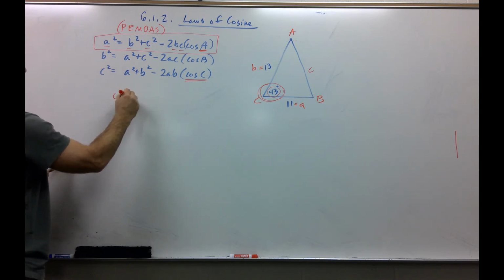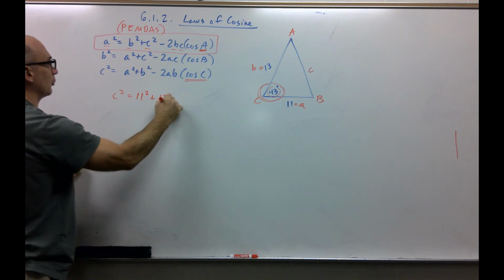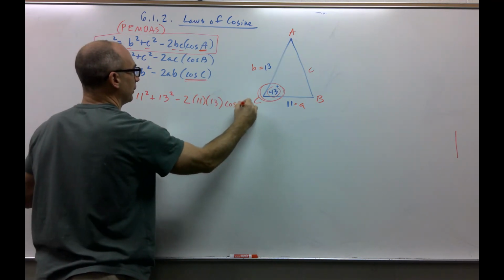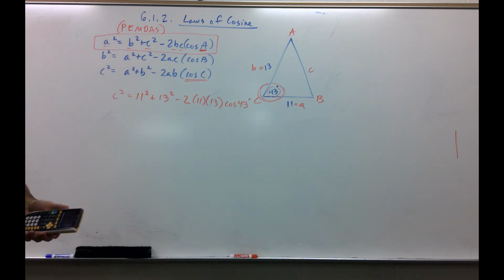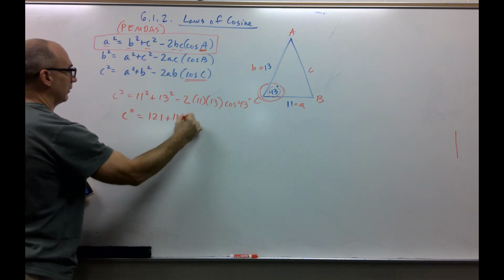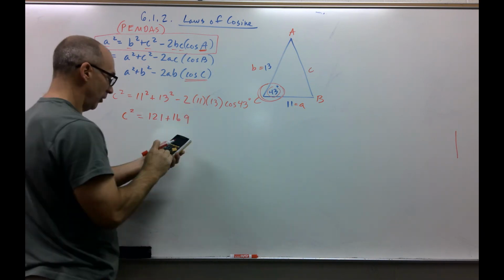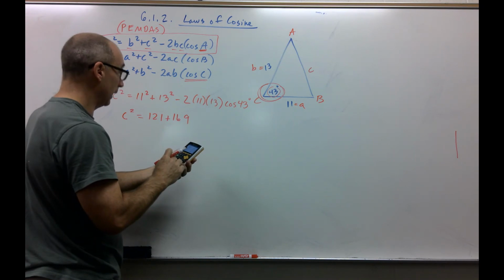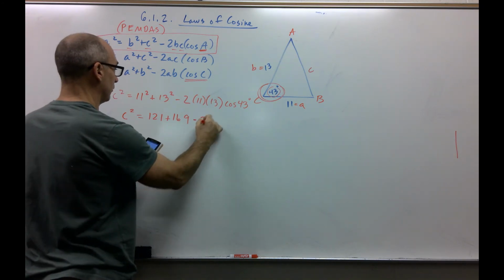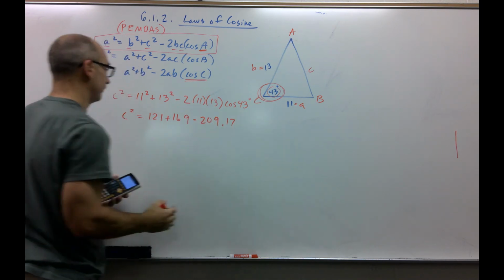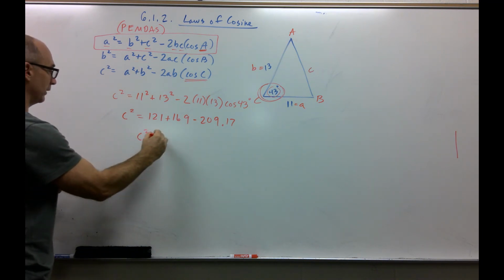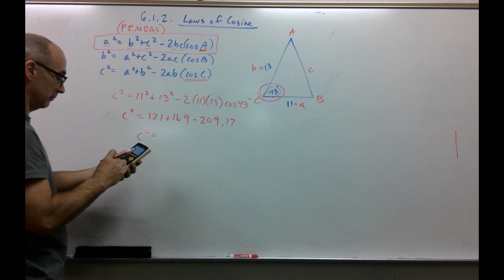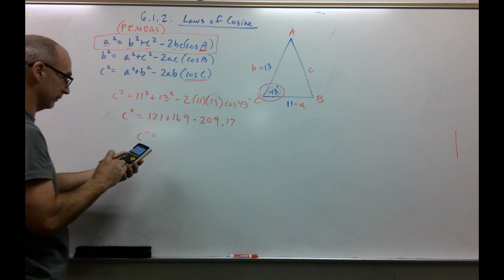So I get c squared equals a squared plus b squared minus 2 times a times b. These numbers are a lot easier to use. Cosine of 43 degrees. So notice on this problem we're actually finding a side first. So c squared equals 121 plus 169. I better do this on a calculator. So here we go. Cosine 43 times 22 times 13. So it's minus 209.17. All right. So now c squared equals 121 plus 169 minus 209.17.